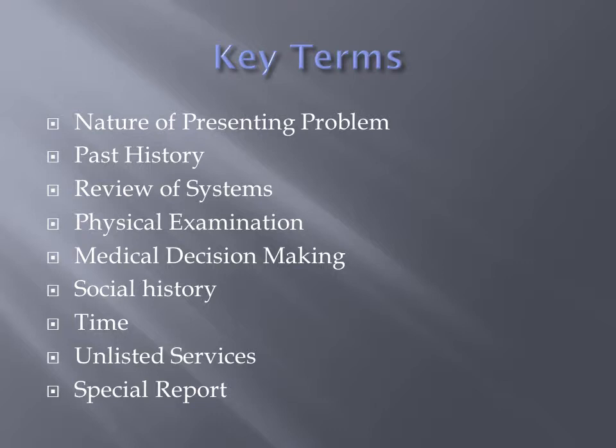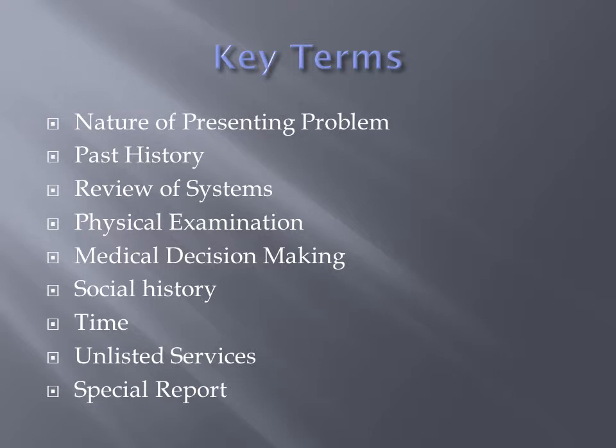Past history includes major illnesses, injuries, operations, hospitalizations, medications, allergies, immunizations, and dietary status. Review of systems. This is a series of questions regarding the body and organs. It's designed to help identify signs and symptoms that a patient is experiencing or has experienced. Physical examination. This is a process by which the physician or other healthcare provider assesses a patient for the presence or extent of an illness or injury.